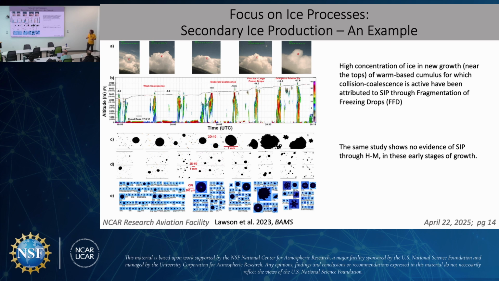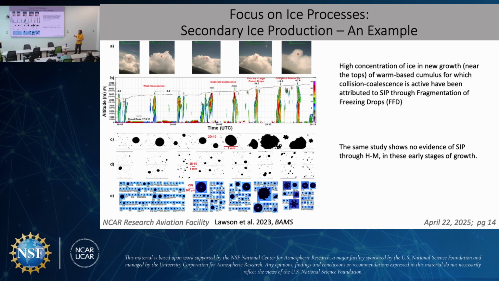Actually, before the rime splintering mechanism, fragmentation of drops was introduced as a possible mechanism, as well as the potential to produce small ice crystals as a shell around a large droplet freezes and ejects ice crystals before complete freezing of that drop.